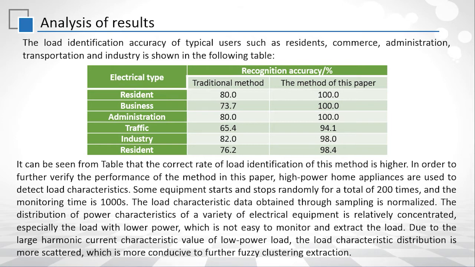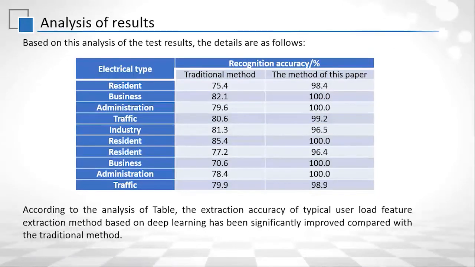In order to further verify the performance of the method in the paper, high-power home appliances are used to detect load characteristics. Based on the analysis of the test results, the details are as follows. According to the analysis of the table, the extraction accuracy of typical user load feature extraction methods based on deep learning has been significantly improved compared with the traditional method.